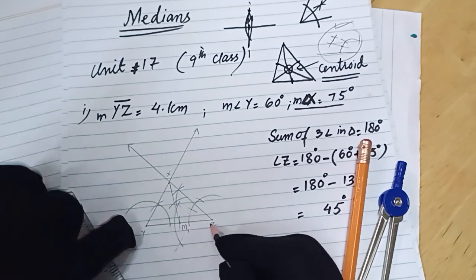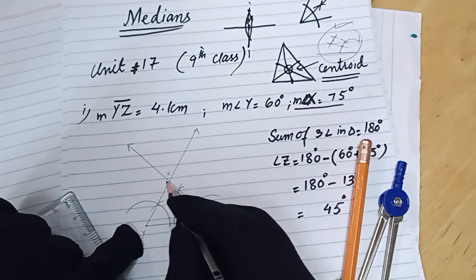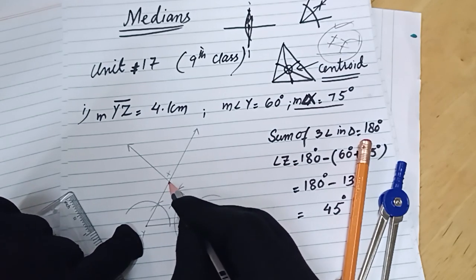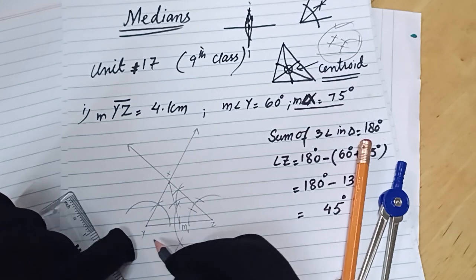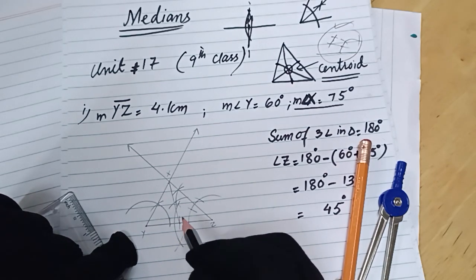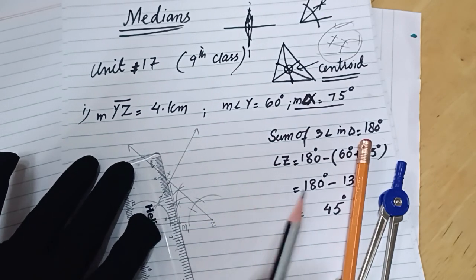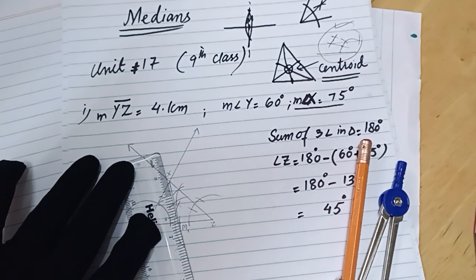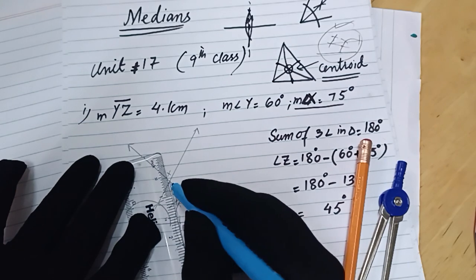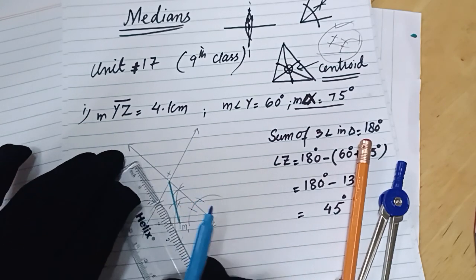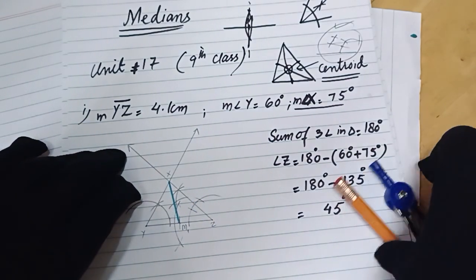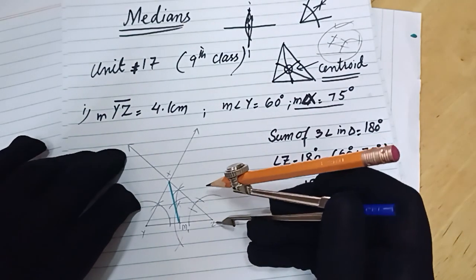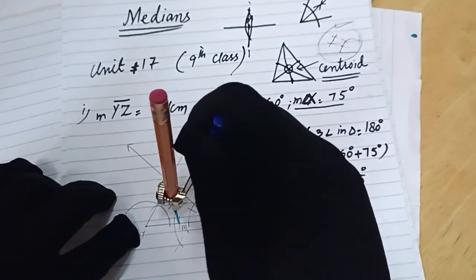When the midpoint of one side is joined to the opposite vertex, this is called the median of that side. Now this median is done. Let me draw this median with another color pen so that it's a little more clear to you. I'm using this other colored pen. Median is done. Fine. After that, I'm taking this side.